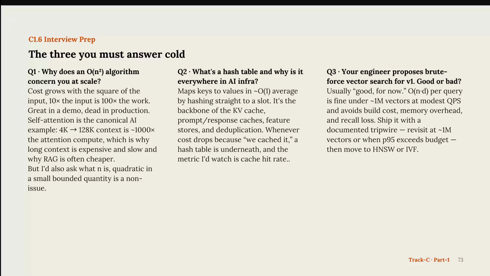So I would ship it with a documented tripwire. We would revisit when the number of documents grows to maybe 1 million vectors, or when the P95 exceeds the budget. P95 is the response time from the LLM. If it exceeds the budget, we will then move to HNSW, or IVF, which is the inverted file, documented structures for ANN, which is approximate nearest neighbors, for indexing the data in the right way so that our search becomes faster.